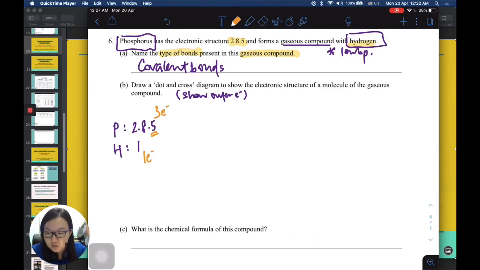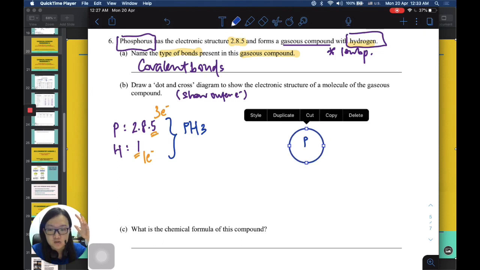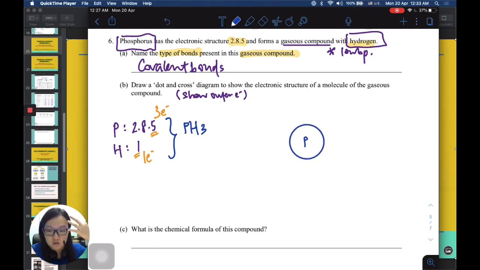Go back to our steps again. Looking at the atom first, the electronic configuration is 2.8.5, hydrogen is 1. Using the method that I taught you, because phosphorus needs 3 more electrons to achieve octet, and hydrogen needs 1 more, the sharing will be as such. Phosphorus will share 3 electrons, hydrogen will share 1. Using that train of thought, you should be able to deduce that the chemical formula should be PH3. But even if you cannot, later I'll tell you another trick.